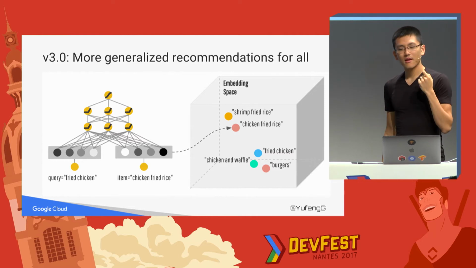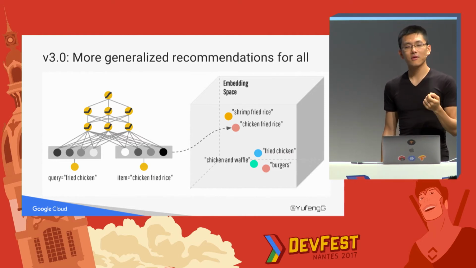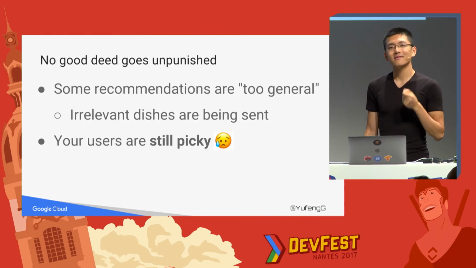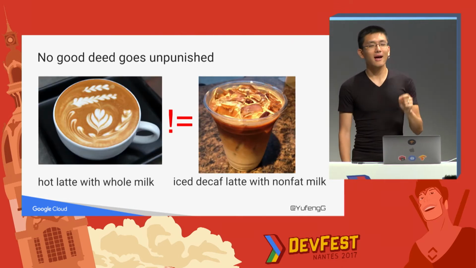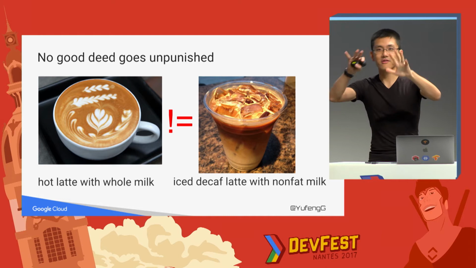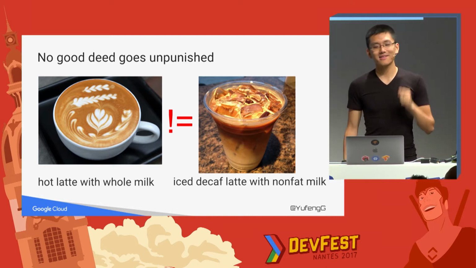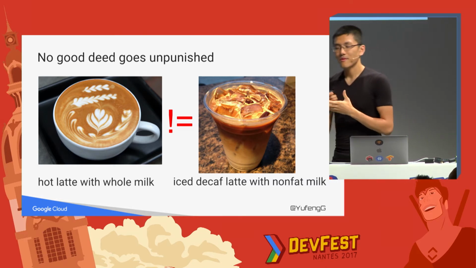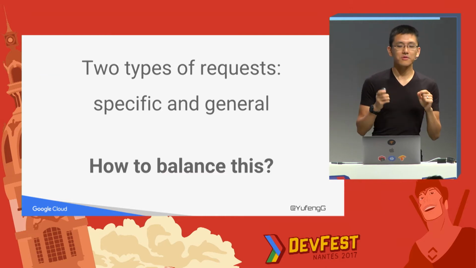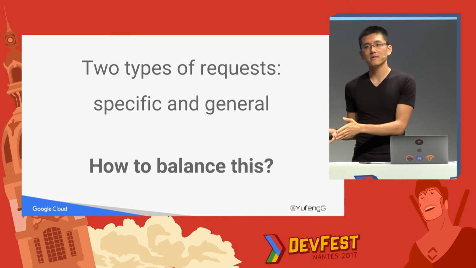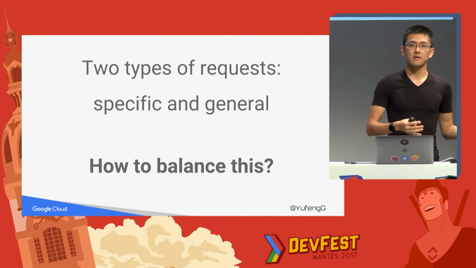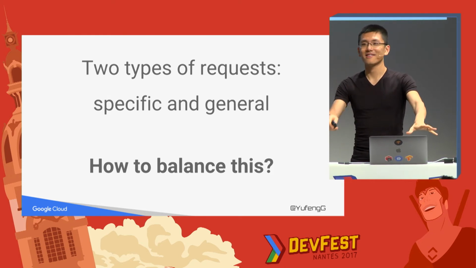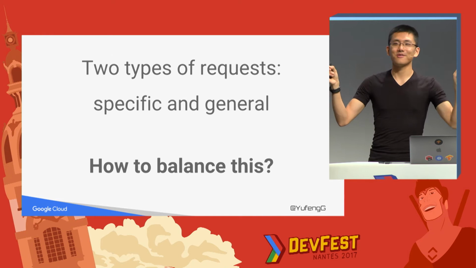So what happens now? Your users are still very picky. Sometimes when they say they want a hot latte with whole milk, they get a generalized recommendation, so they get an iced decaf latte with non-fat milk. That's not quite right either. So this leads us to the question: how do you balance these specific requests and more general requests? I'm happy to say I'm not just going to end the presentation here. Let's say this is an open research question, and you guys have to figure it out. Good luck.